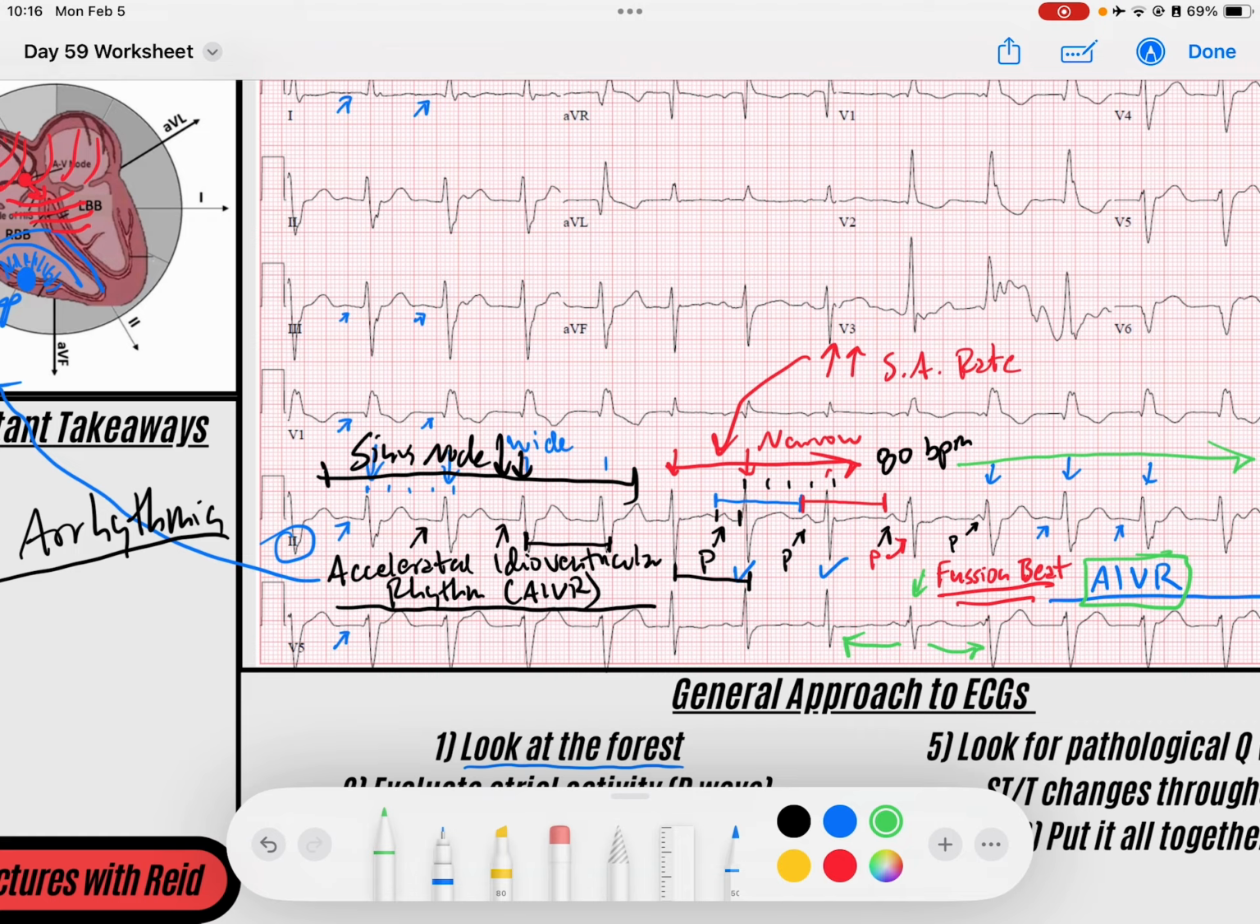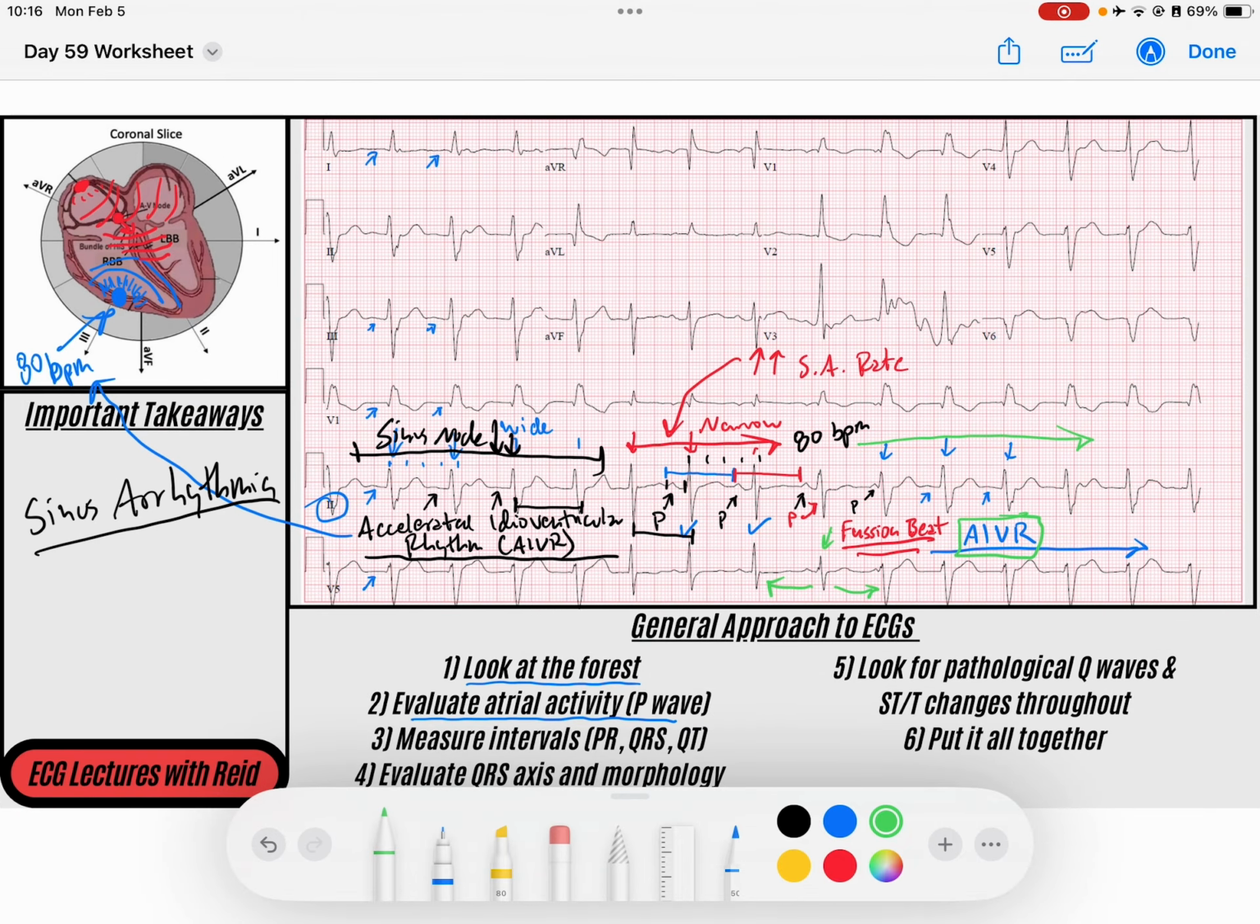So what does this person need? This person is going to need to get an electrophysiologic study and figure out where that ventricular focus is, and you can ablate it and be done with it. So I hope this helps. It's kind of an interesting ECG here, and we had to deviate from our approach, and that's okay.